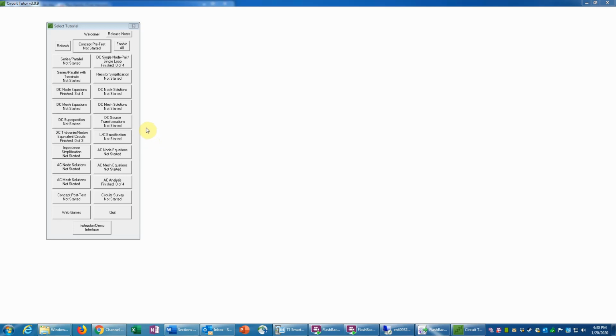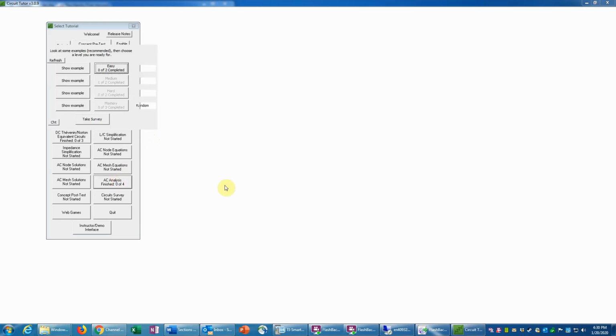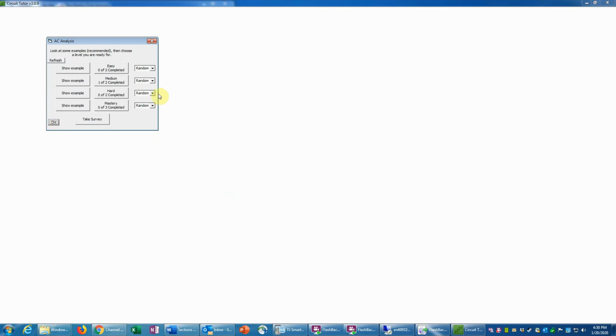This is an example of an AC analysis problem at level 3. So we'll click on AC analysis here. And we're going to illustrate the first type of problem at level 3. And this will be a superposition problem.